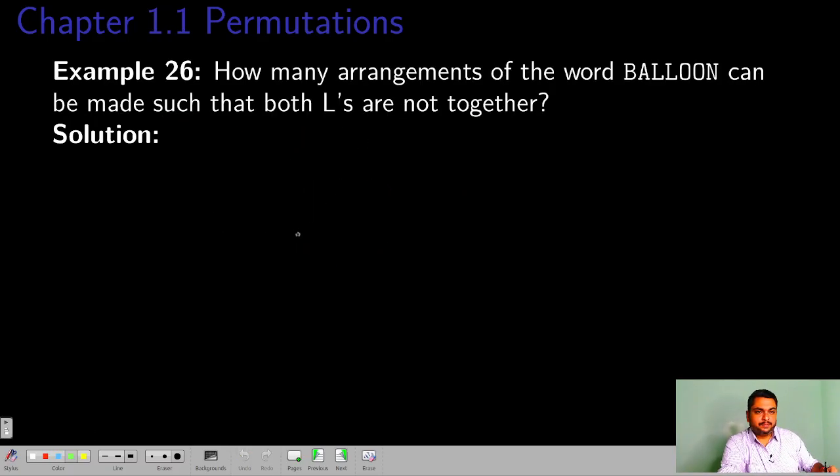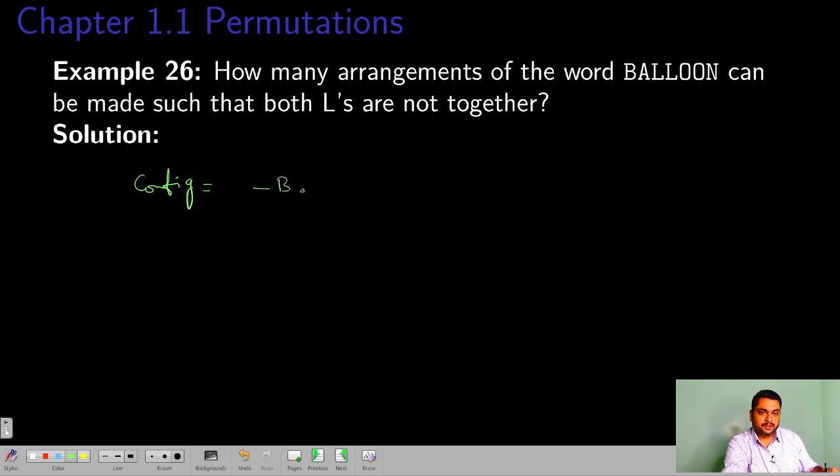Next, how many arrangements of the word BALLOON can be made such that the L's are not together? Both L's are not together. So how will you find it? You can find it using subtraction, or you can do it using division. Whichever you feel comfortable with, you can do it. So let us do it the other way. Let us form the configuration. What they are saying now is that the L's are not together. That means what?